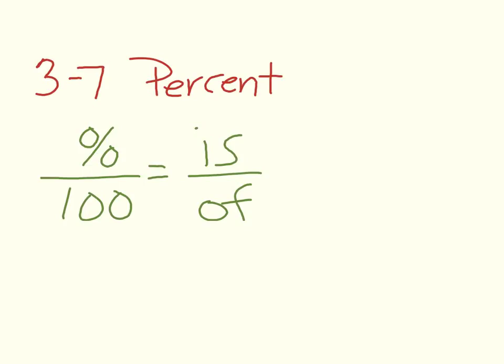3-7, percent. Remember this formula. Write it down now. You're going to use it on every problem. Percent over 100 equals is over of.